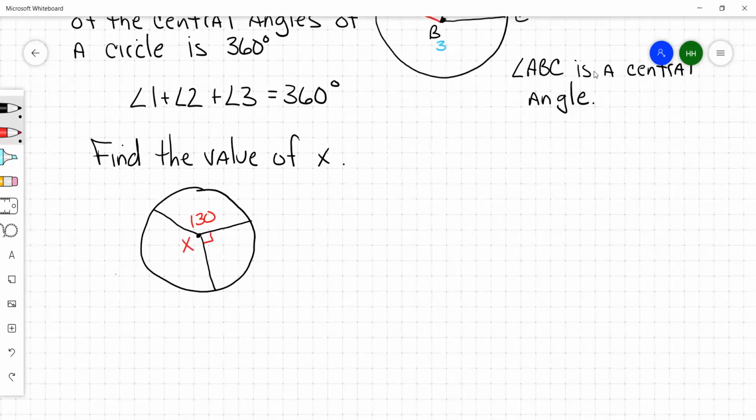All right, so if you're given this picture and you've got to find the value of x, x is going to be equal to 360 minus 130 minus this 90-degree angle. So 360 minus 130 minus 90 is 140 degrees. So the measure of angle x in that case would be 140 degrees.